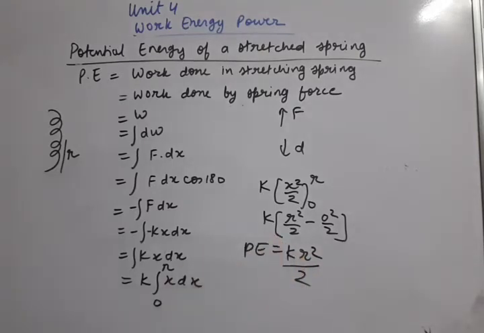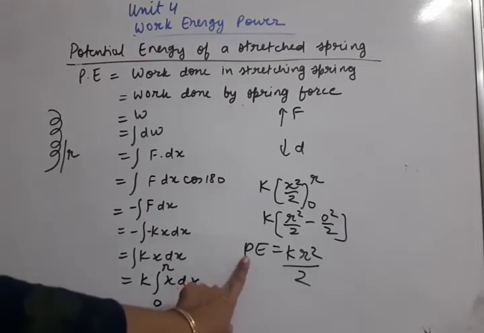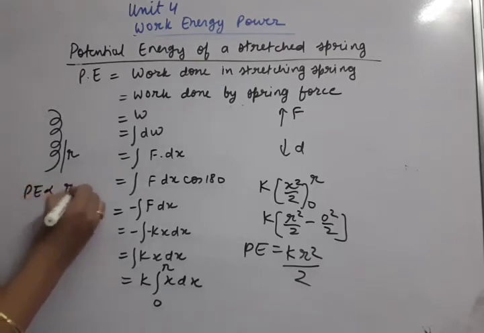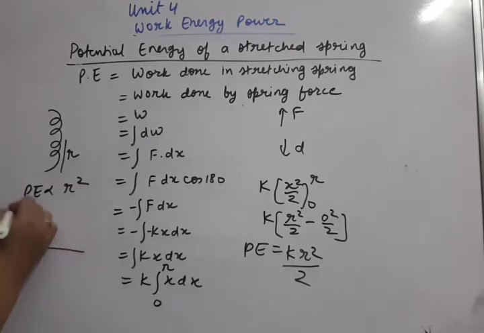Okay. So potential energy of stretched spring is proportional to R square. So potential energy is proportional to extension square. So if we draw the graph between potential energy and extension, y is depending on x square. Since square is appearing, the graph will be a curve. So this is the graph.